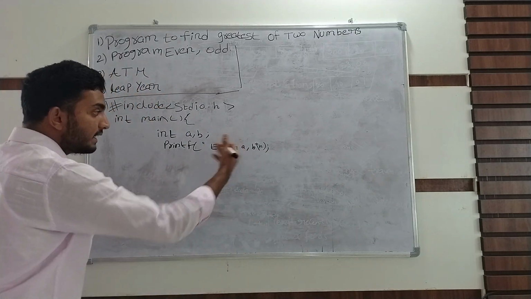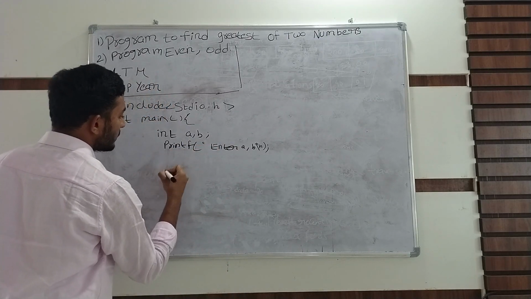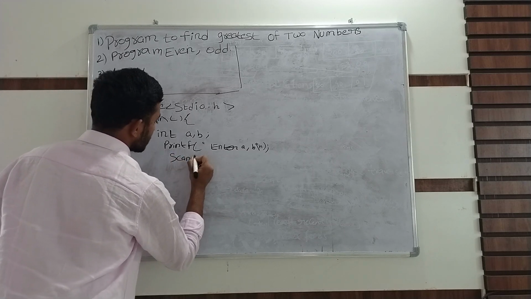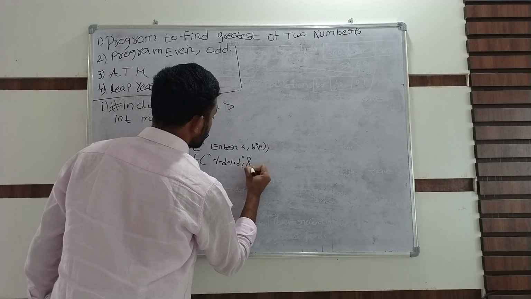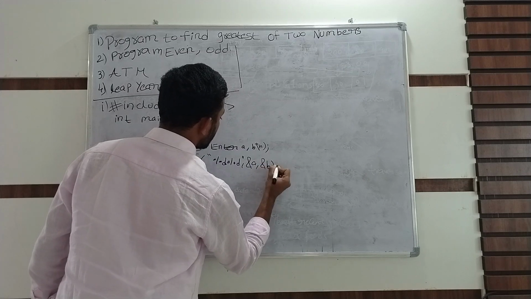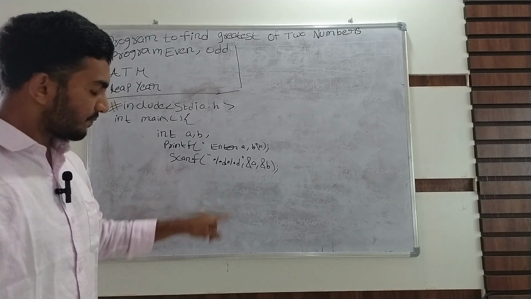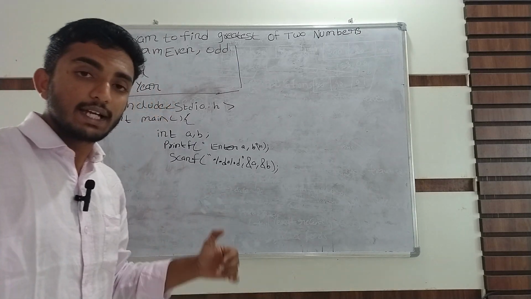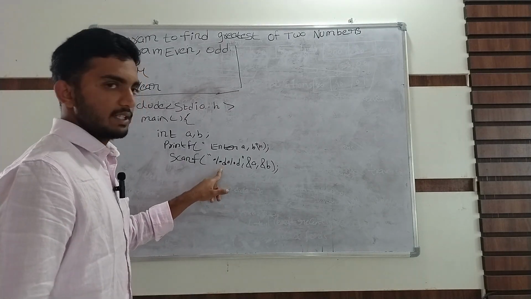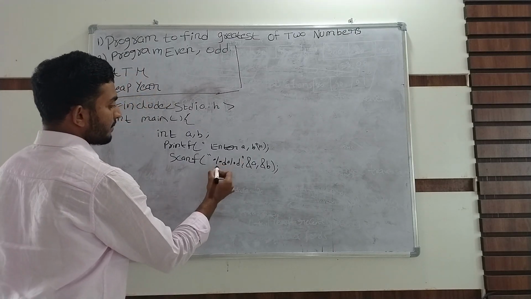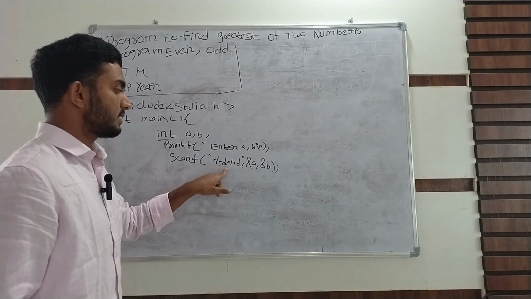After that, we have to read this input. That's why I am using scanf, with %d, ampersand a, comma, ampersand b. Here percentage d is a format specifier, the integer format specifier. To store integer values we use percentage d. Because I am using integer type values, I am using percentage d.